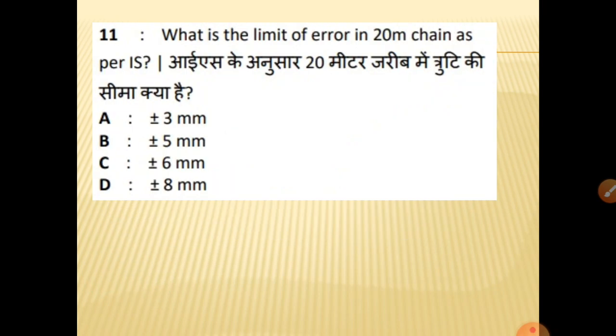What is the limit of error in 20 meter chain as per IS? Plus or minus 3 mm, plus or minus 5 mm, plus or minus 6 mm, plus or minus 8 mm. Option B, plus or minus 5 mm is given for the limit of error in 20 meter chain.